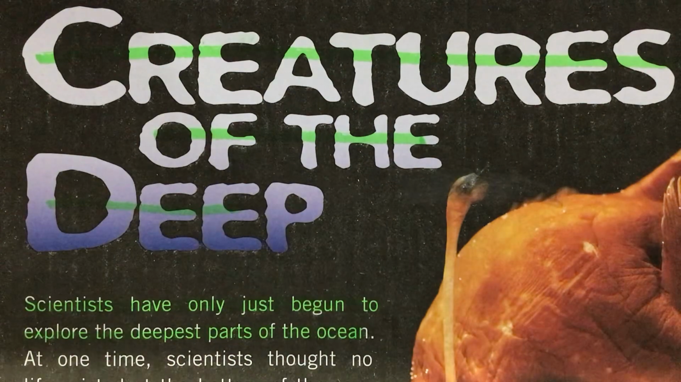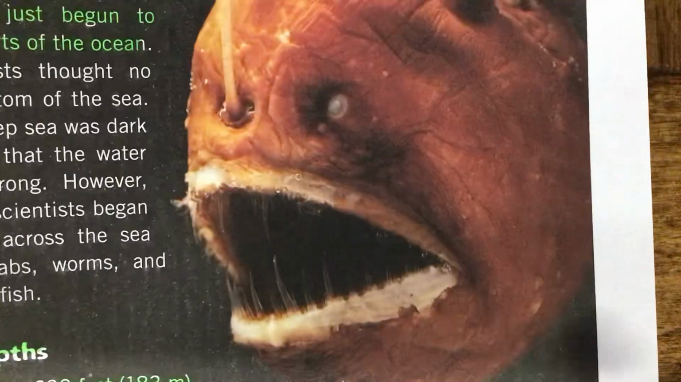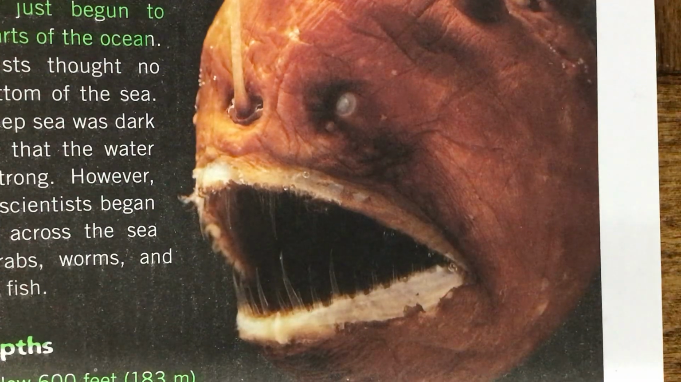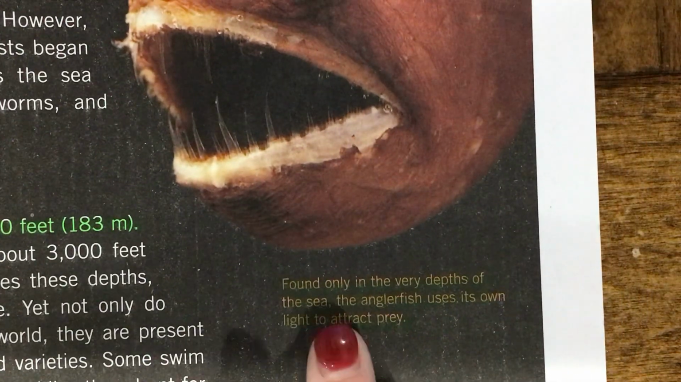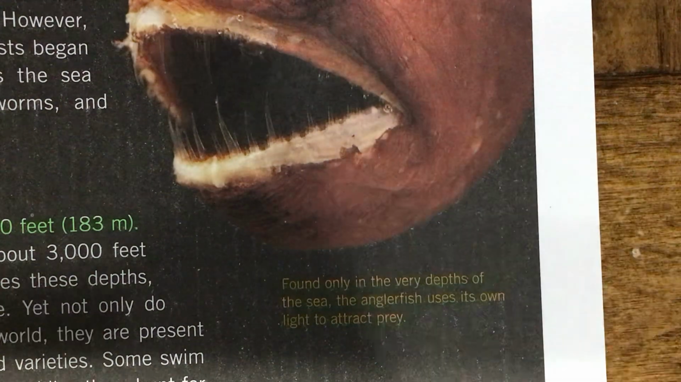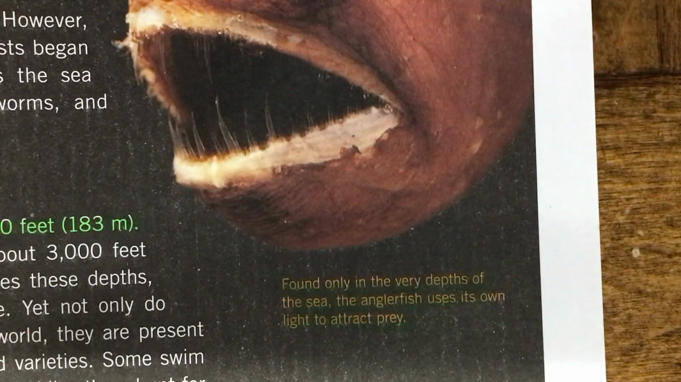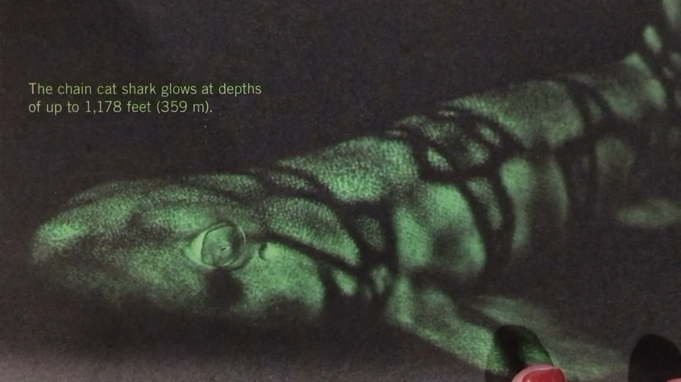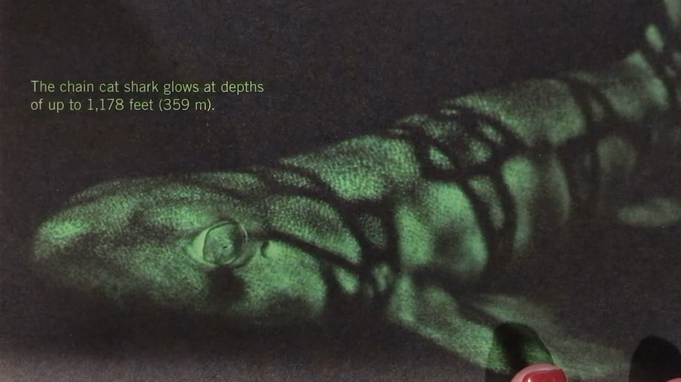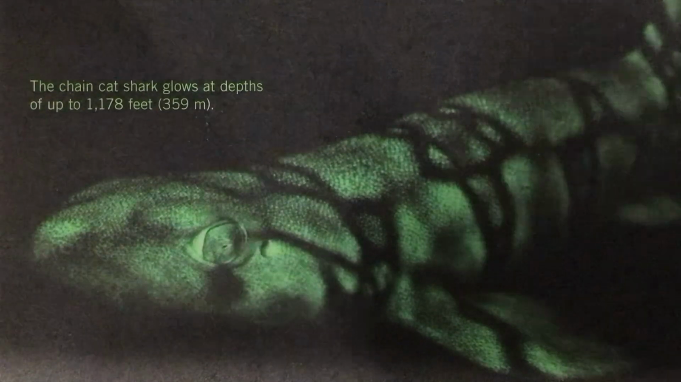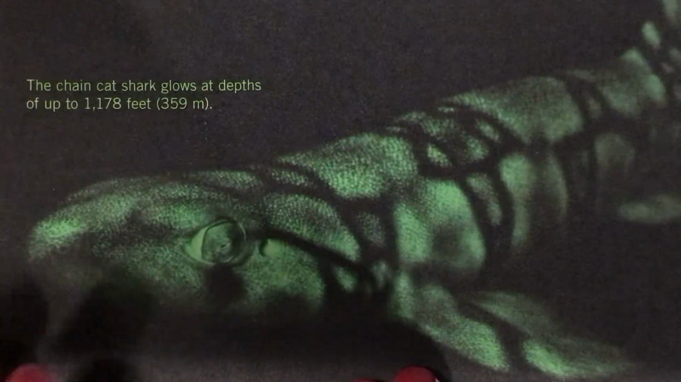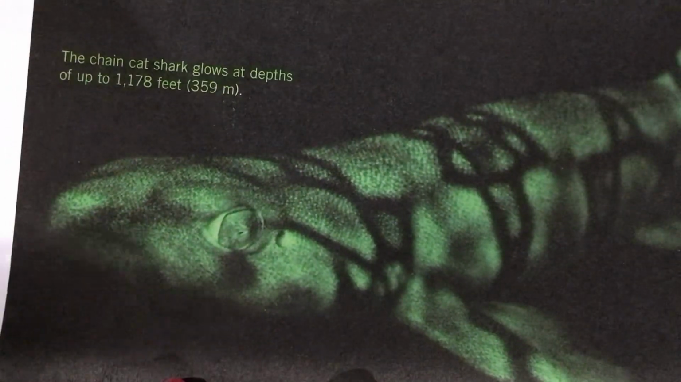Oh, I skipped the visuals. Sorry about that. So let's go back and just look, because these pictures are interesting. This is called an anglerfish, and if I look at the caption, it says, found only in the very depths of the sea, the anglerfish uses its own light to attract prey. And then this interesting animal is called a chain cat shark, and the caption says it glows at depths of up to 1,178 feet. So both of these animals have some sort of internal light, which I find to be super intriguing.